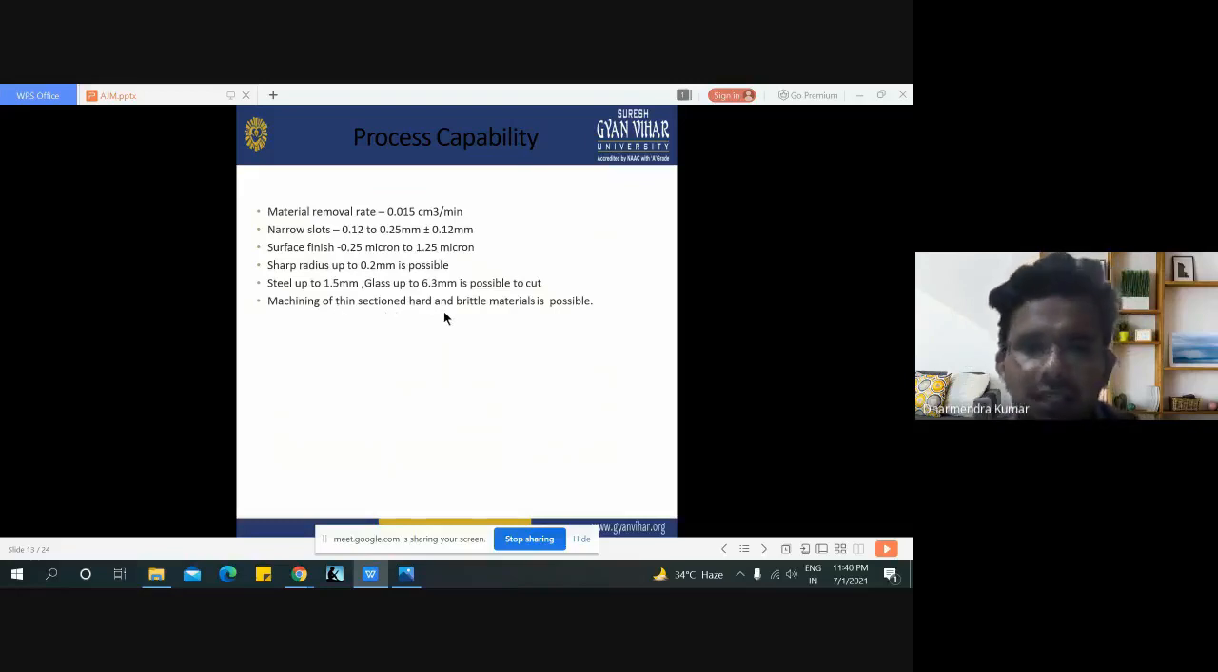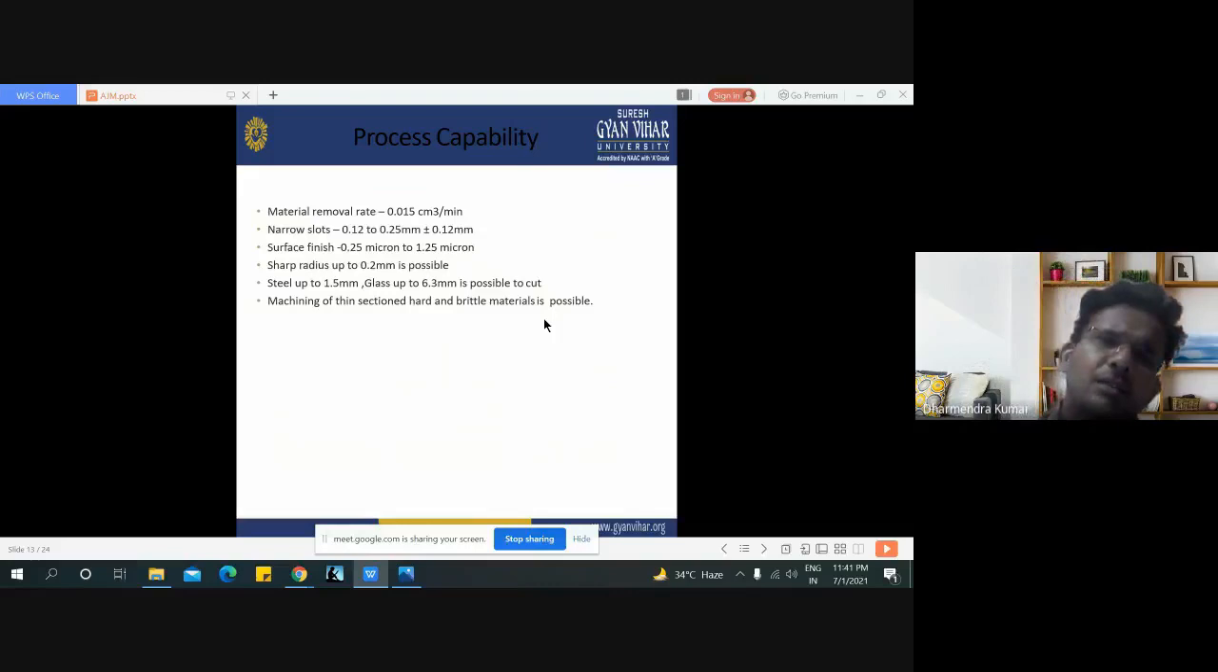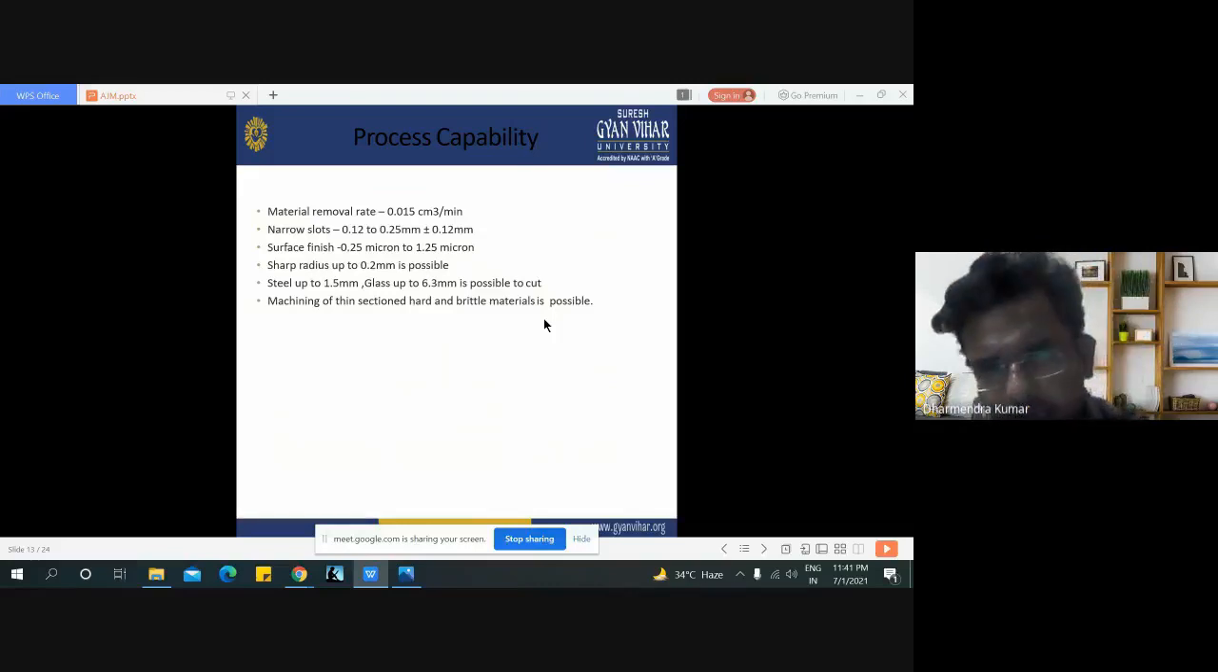Machining of thin section, hard and brittle material is possible. Normally, in conventional machining, we have seen that it is very difficult to machine brittle material. But in the newer machining processes, either it would be water jet machining or abrasive jet machining, the brittle material is machined very conveniently.